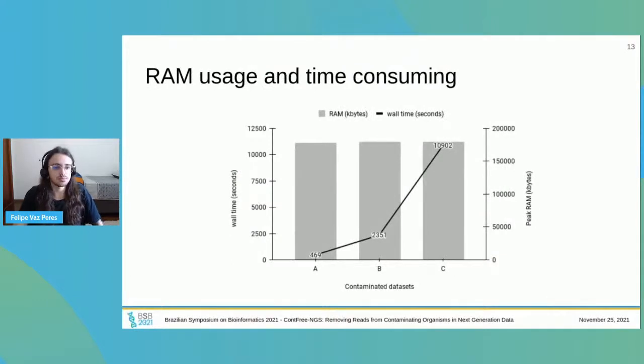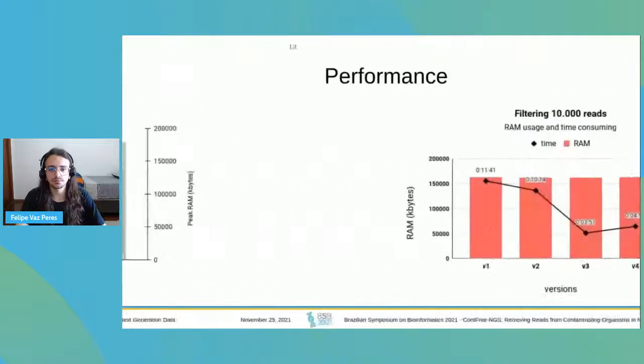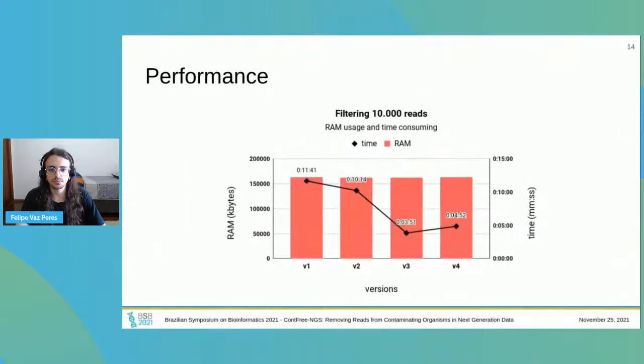And that is the run usage and time consumption of ContFree-NGS. As you can see here, the wall time scales fast with the number of reads, but the memory is constant. And as I mentioned earlier, ContFree-NGS is the first software that I developed, so I tested various ways to do this process faster.